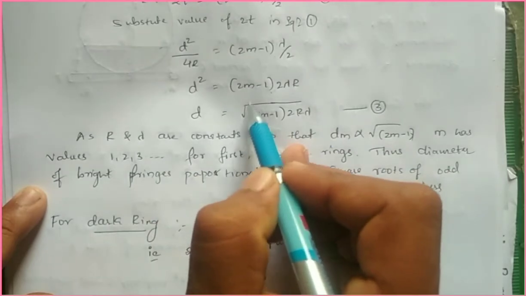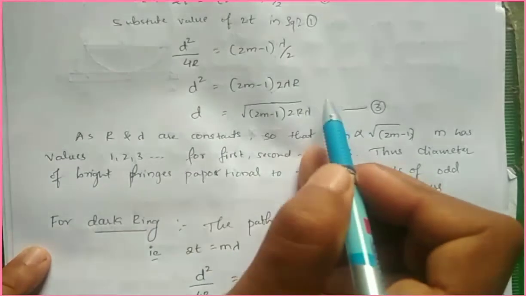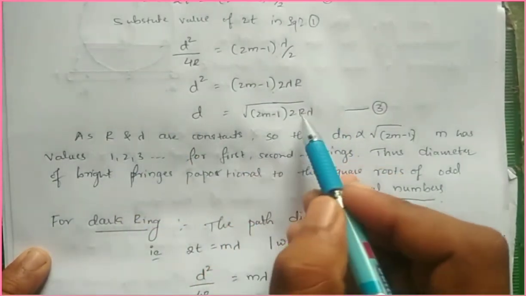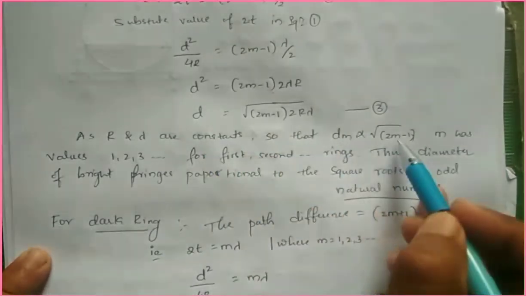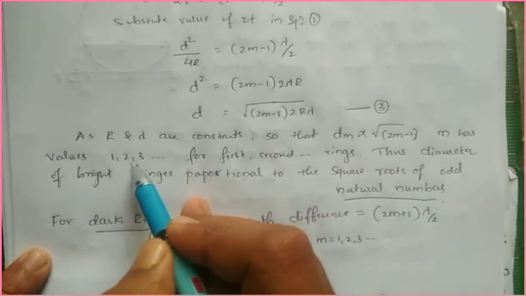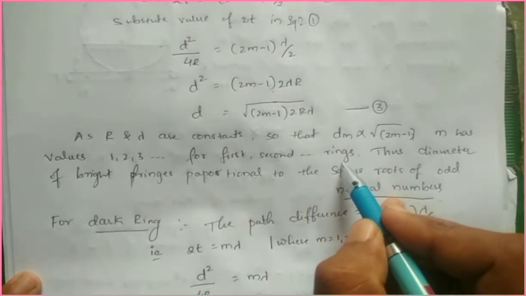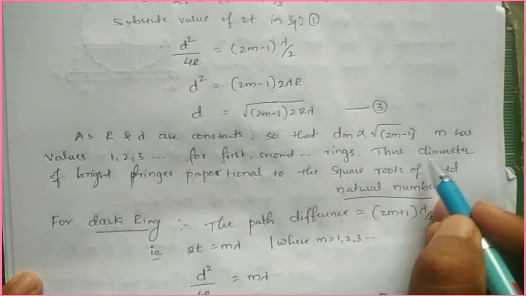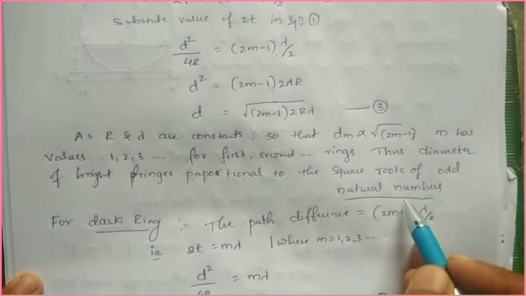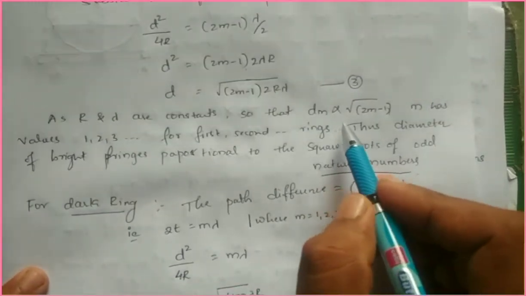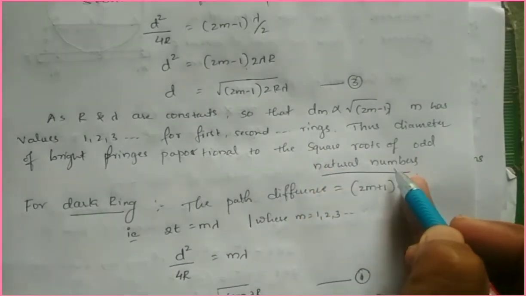So how did we get the square root? If you send this square to this side, we get the square root. As r and lambda are constant here, dm is directly proportional to square root of 2m minus 1. M has values 1, 2, 3 for the first, second and third rings. Thus the diameter of bright fringes is proportional to the square root of odd natural numbers. So this diameter of the rings is directly proportional to the square root of odd natural numbers.